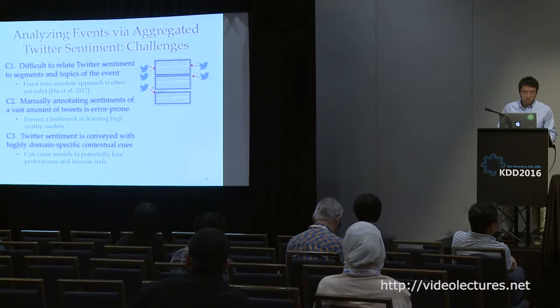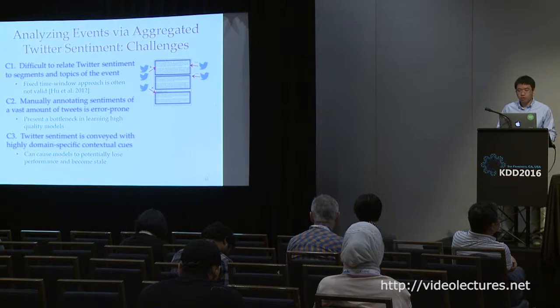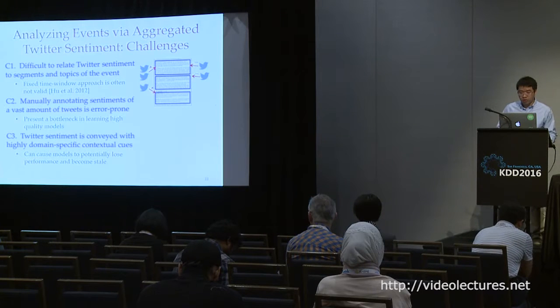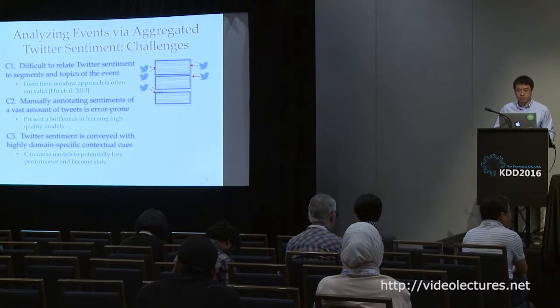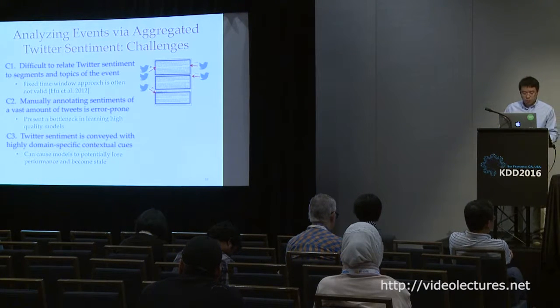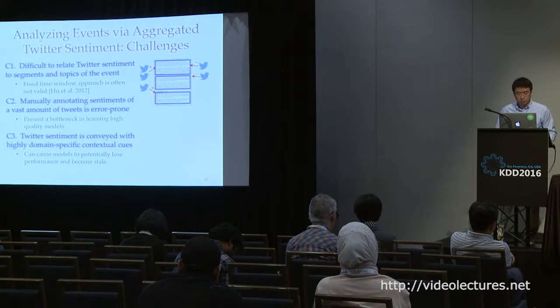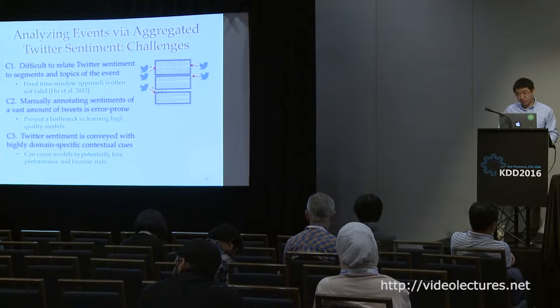And the third one is that Twitter sentiment, or any social media sentiment, is conveyed with highly domain-specific context clues. Because Twitter uses very informal language, people can use different expressions to express sentiment very differently. So using trained labeled data, they are unable to generalize the performance to handle tweets for different events, which will potentially hurt the performance of the models, and the model will become very stale.